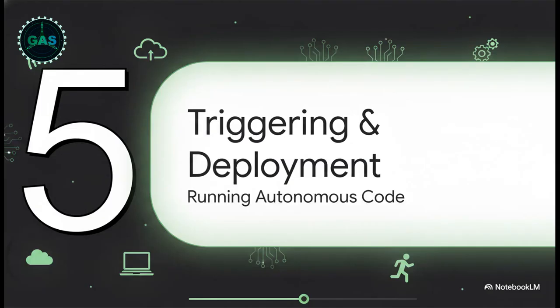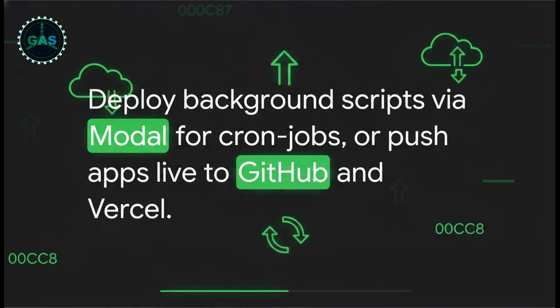And finally, part 5, triggering and deployment, running autonomous code. T is for trigger. This step takes all that beautiful code off your local machine and pushes it out to cloud infrastructure so it can live and breathe on its own. You might deploy background scripts via Modal to run cron jobs, which, by the way, is just developer speak for a task scheduled to run on a strict timer, like, say, scraping a competitor's website every 3 hours. Or you could push your full-stack apps live to GitHub and Vercel, which acts as the public stage so anyone in the world can access it.